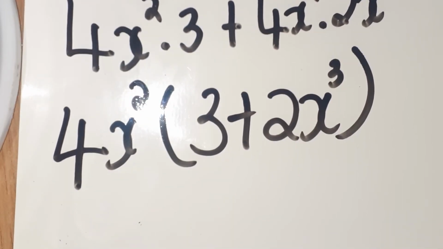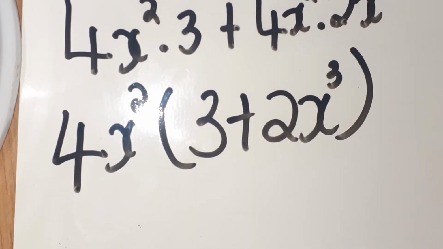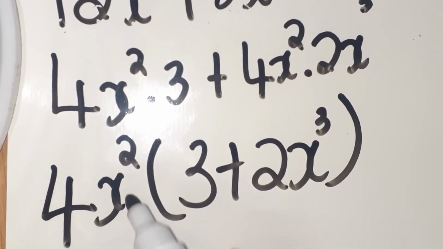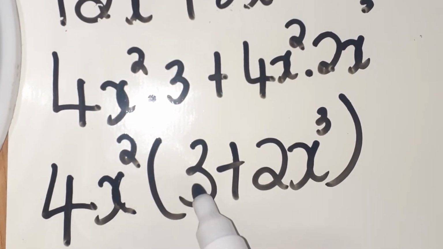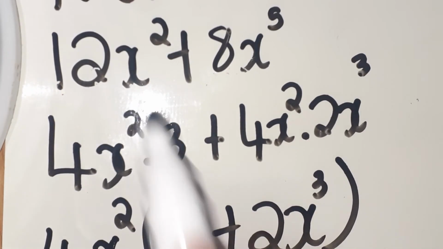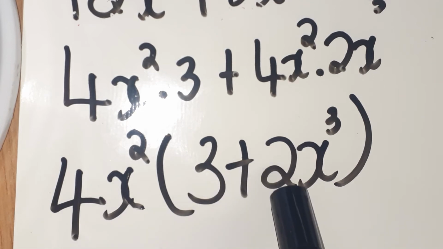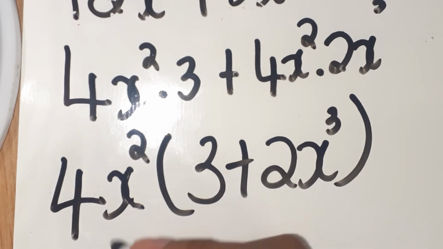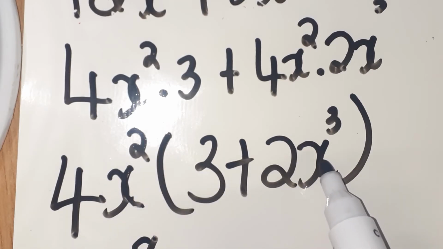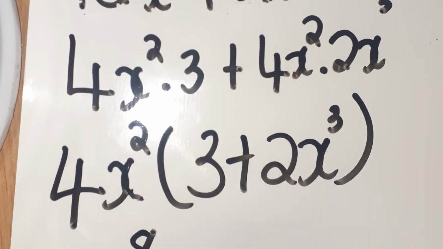Anything to the power of 3 is cubed. So 4 times 3 will give us 12. And then the x will be by itself because there's nothing multiplying within this side. And then you have 4 times 2. That will give us 8. And then x squared times x cubed.